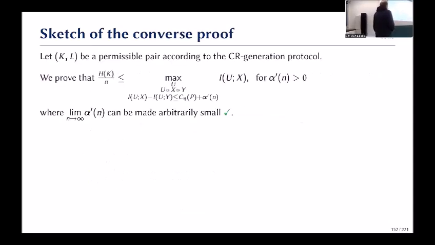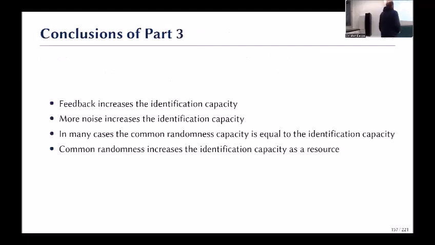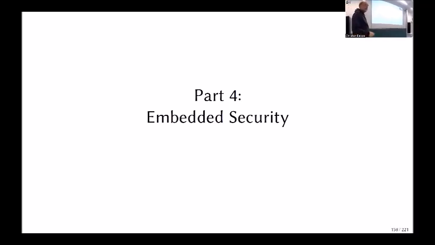And then for the converse, again, we have to show that if you choose a permissible pair according to the CR generation, then it has to be smaller than this. So what we show: feedback can increase the identification capacity, more noise can increase the identification capacity. In many cases, the common randomness capacity is equal to the identification capacity, and common randomness increases the identification capacity as a result.